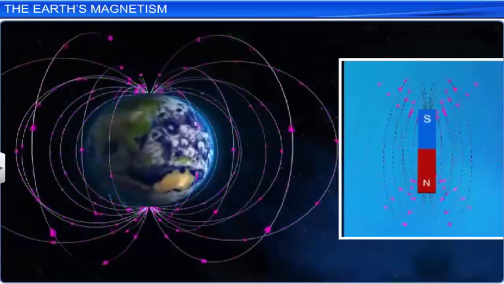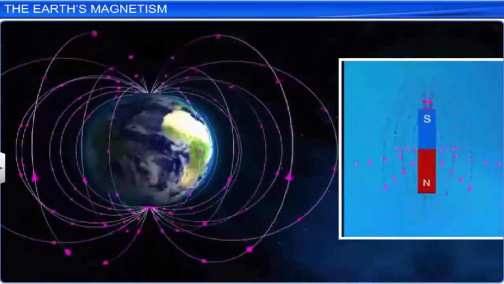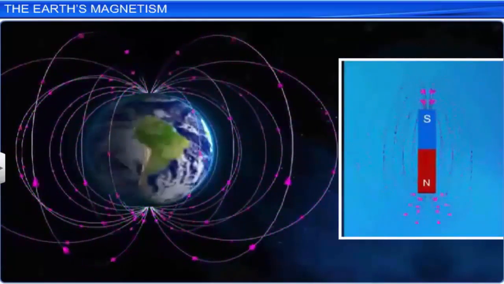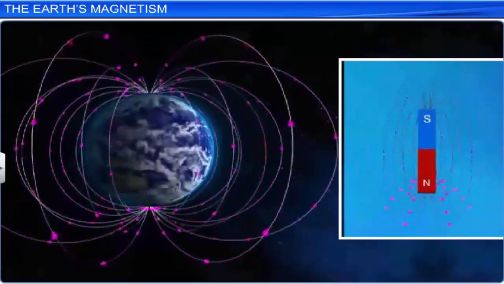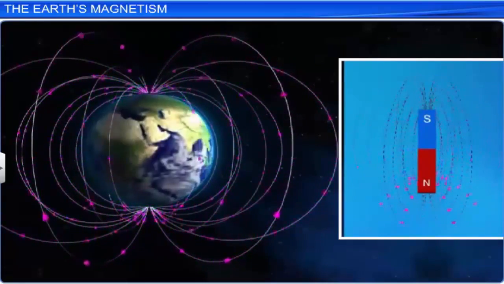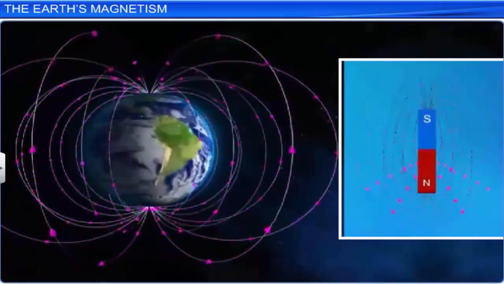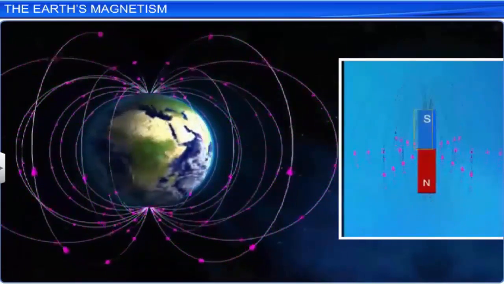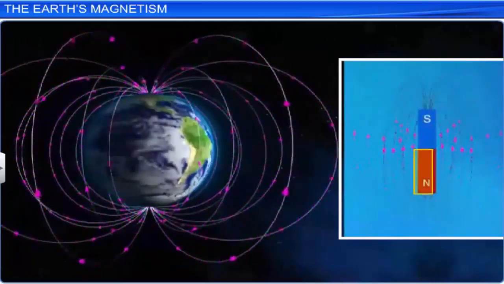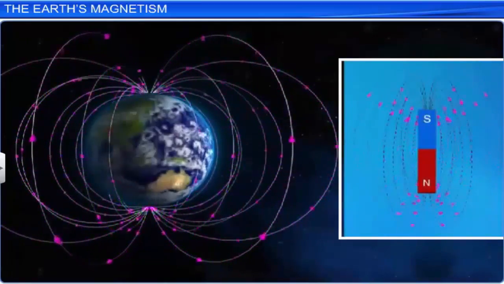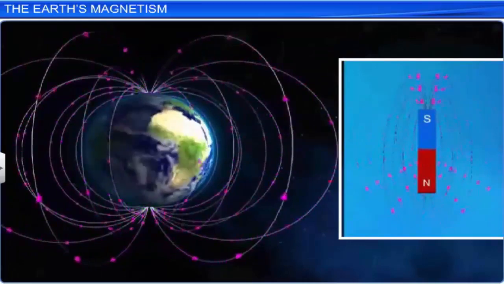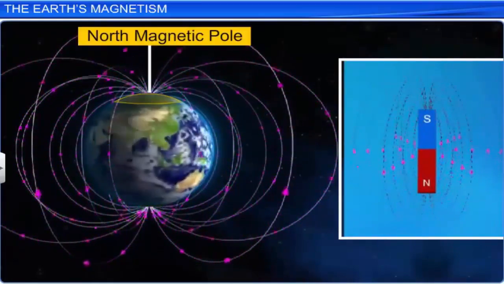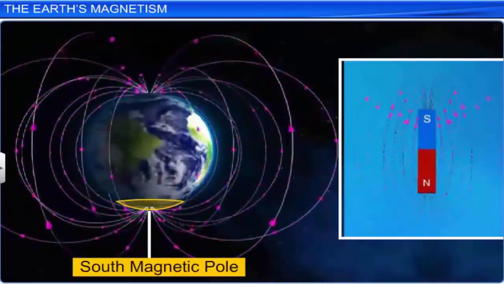When compared with the magnetic field lines of a bar magnet, this nomenclature of the magnetic poles of the Earth's magnetic field creates confusion. This is because, for the bar magnet, the field lines enter the magnet at its south pole and leave the magnet at its north pole. Whereas, for the Earth, the field lines go into the Earth at its north magnetic pole and come out of the Earth at its south magnetic pole.